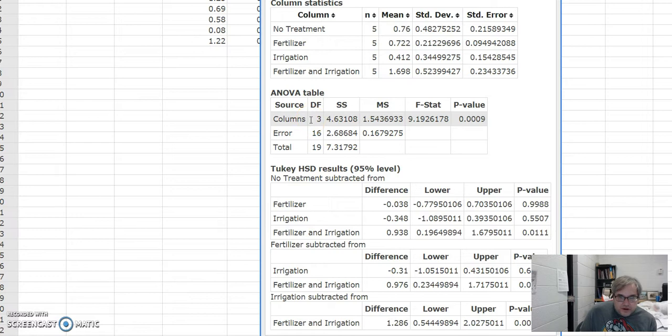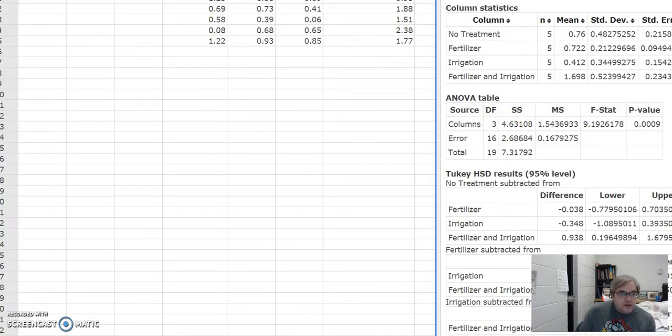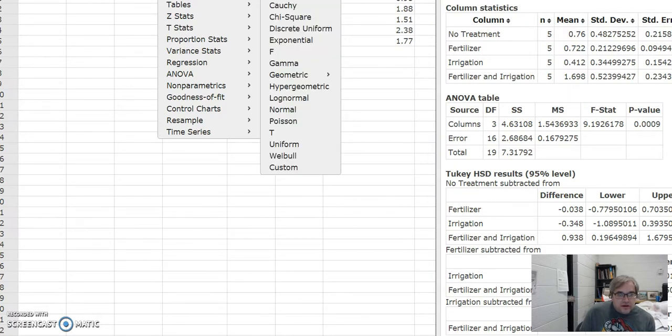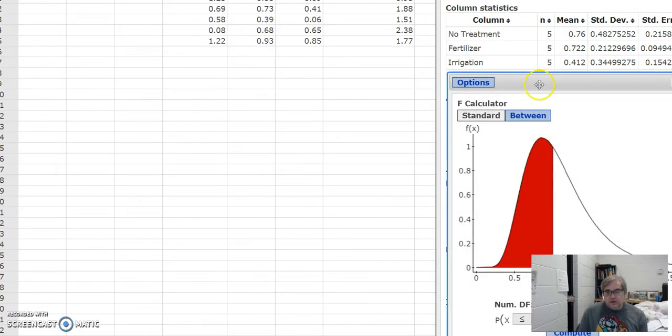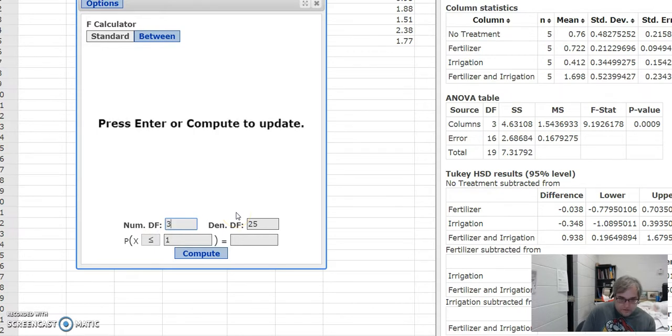When I look at degrees of freedom, I have 3 degrees of freedom in the numerator and 16 in the denominator. I'm going to move this over here in hopes that I can still see it. Stat, calculator. This is an F. ANOVA is an F. Numerator degrees of freedom would be 3. Denominator degrees of freedom would be 16. And again, clear this. Alpha: if alpha is 5%, I'd have 0.95.